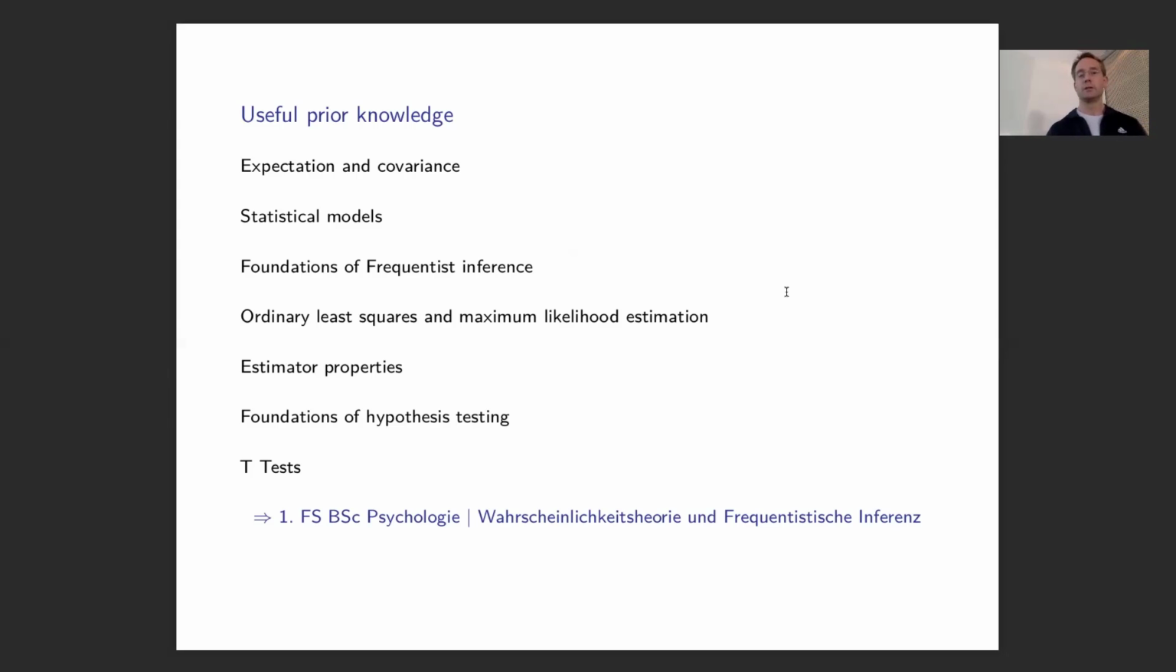And of course, these are then special cases of ordinary least squares estimation or maximum likelihood estimation, at least for the beta parameters. So it makes sense to know what maximum likelihood is.